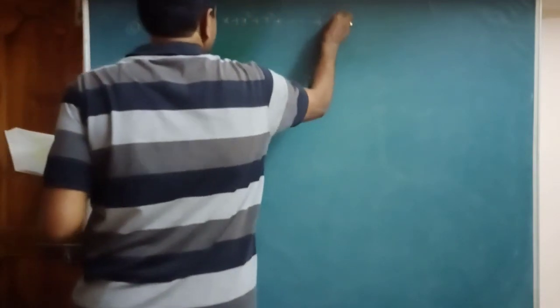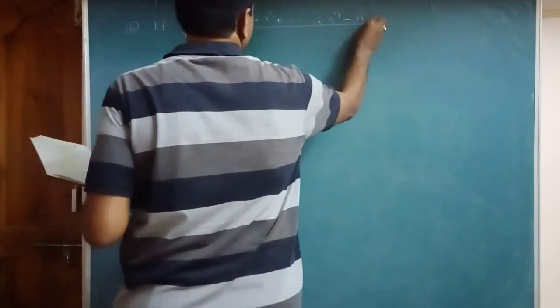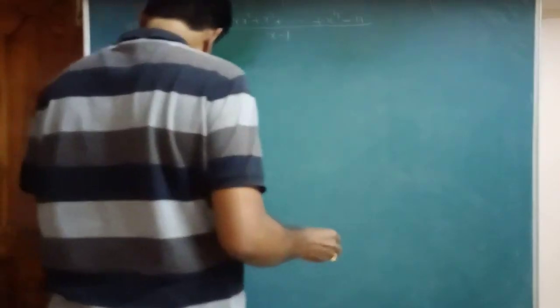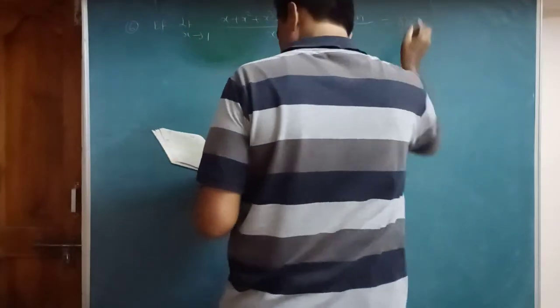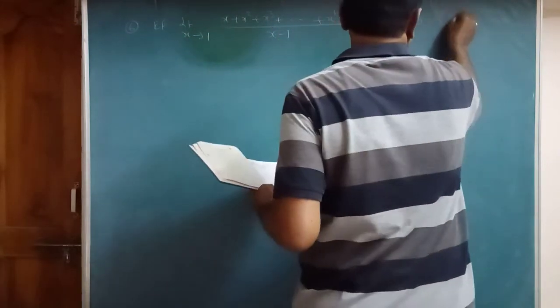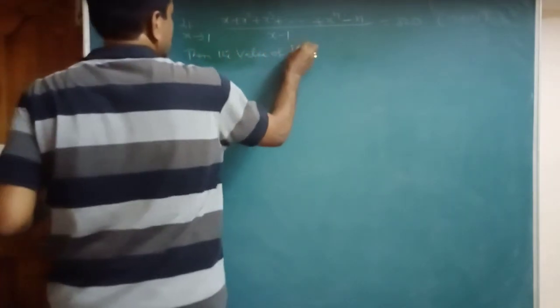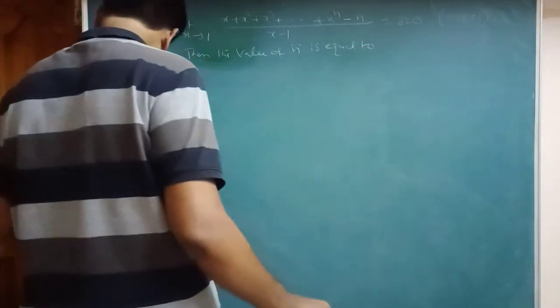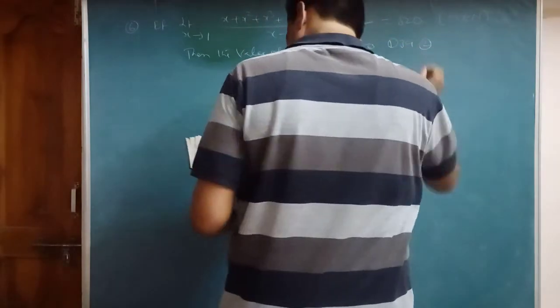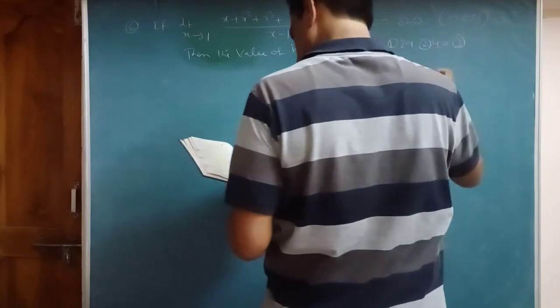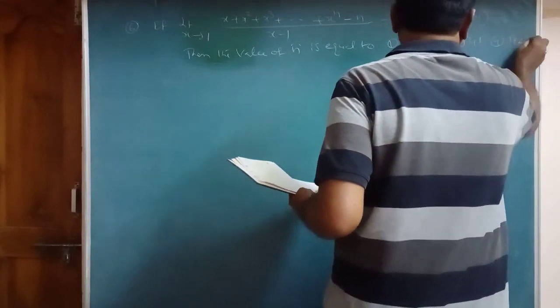Next one. If limit x tends to 1, of x plus x square plus x cube and so on up to x power n, minus n, divided by x minus 1, equals 820, where n belongs to the natural numbers, then the value of n is equal to: first option 39, second option 40, third option 41, fourth option 42.